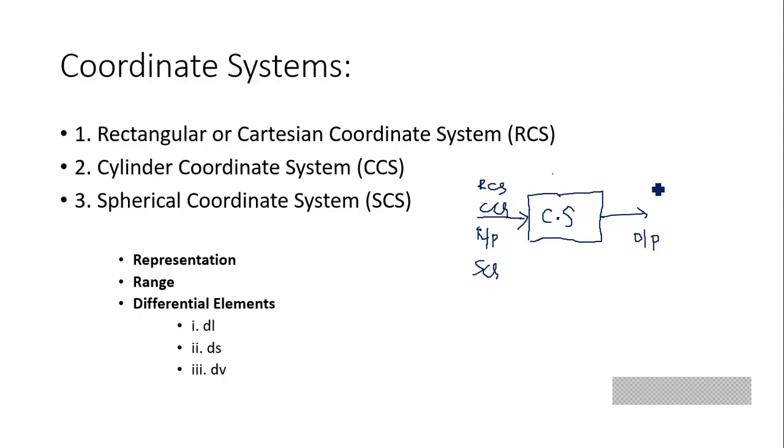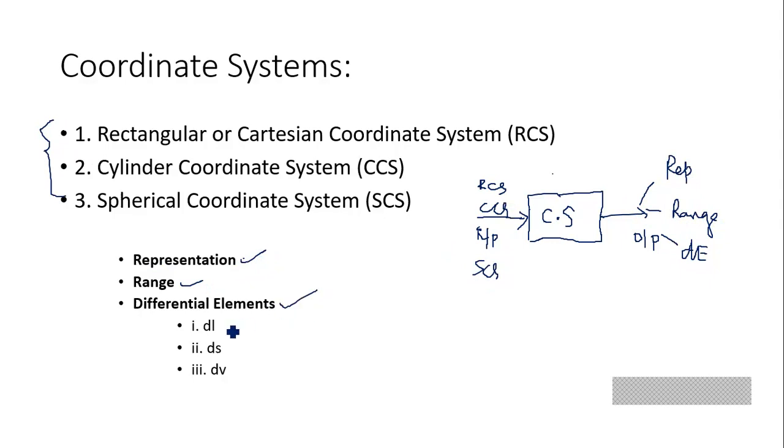What I have designed in the model is that the outputs will be three. The first one will be the representation, the second one will be the range, and the third one will be the differential elements. This is what I have proposed. Differential element, let me write it as DE. For all these three models, you need to remember things like this: first, representation, range, and differential element.